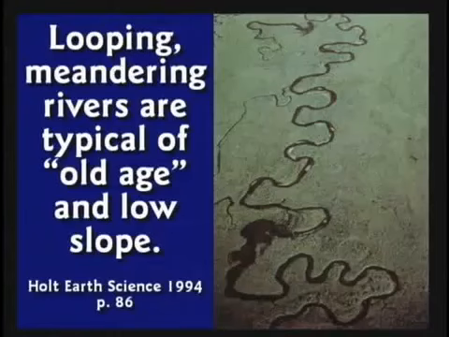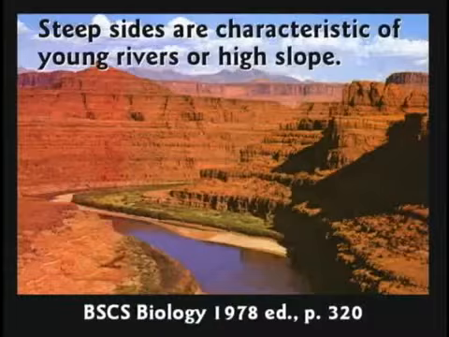Characteristics of a low gradient stream, meaning not very steep ground, is that it's looping back and forth. Characteristic of a high gradient stream is steep sides on the river. Grand Canyon has both loops and steep sides. And they can't figure out how it formed because they're assuming that the river made it. And the river didn't make it.